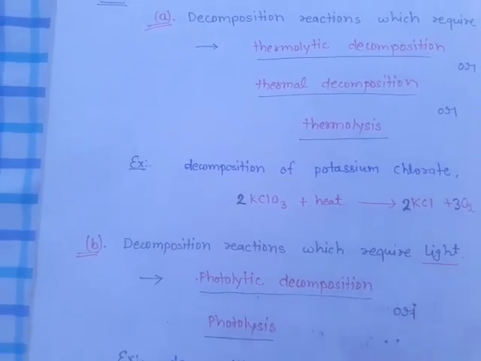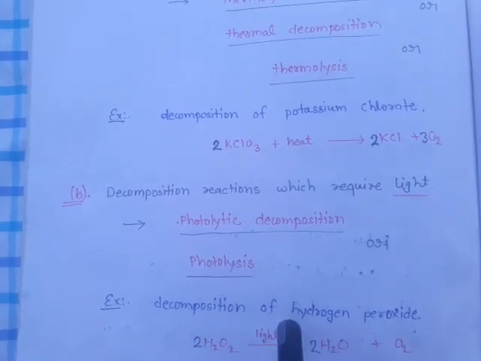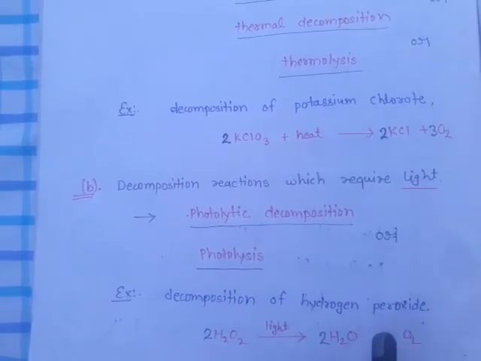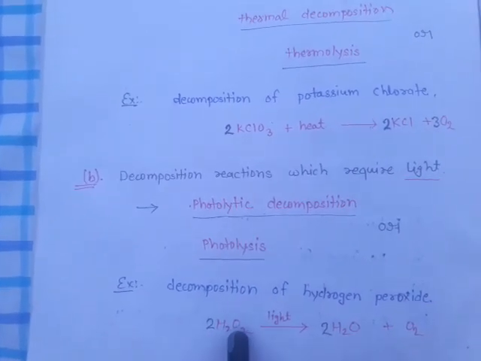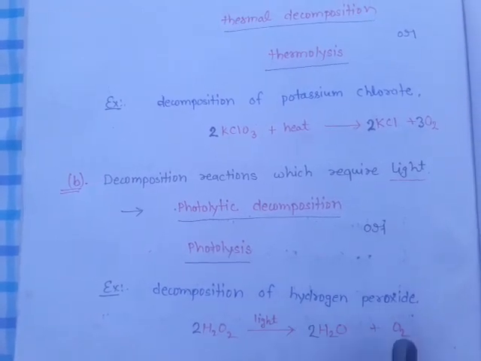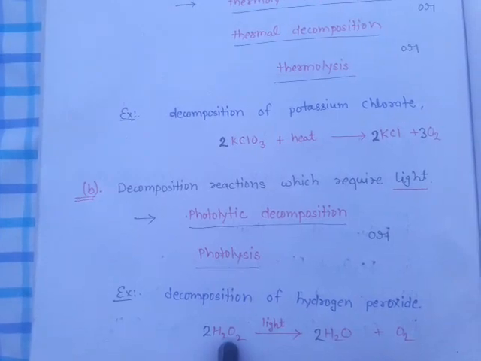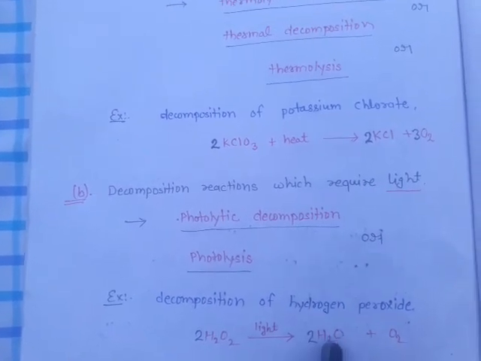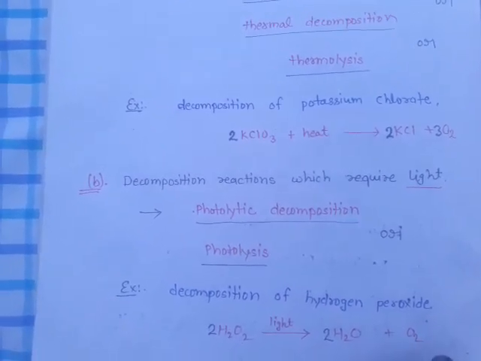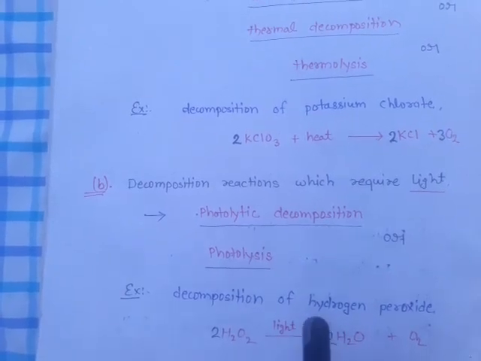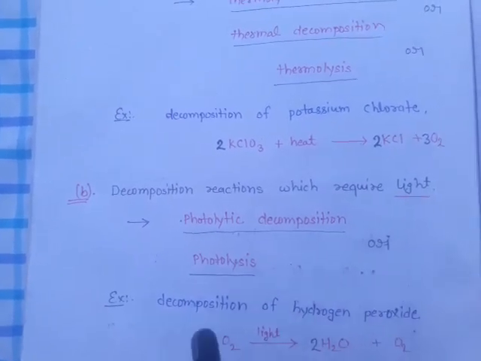An example of this type of reaction is the decomposition of hydrogen peroxide. Here hydrogen peroxide decomposes to form water and oxygen. For balancing, it is written as two molecules of hydrogen peroxide forming two molecules of water and one molecule of oxygen. Now we move to the next type, when energy is in the form of electricity.